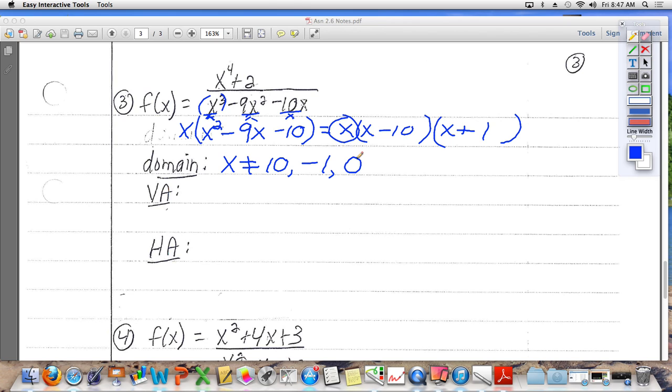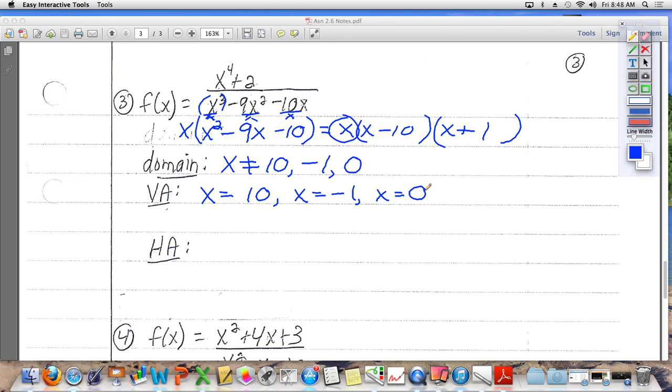VAs. Remember, nothing cancels out with the top and the bottom. So we have vertical asymptotes. We have VAs at 10. We have another one at -1. And then we have another one at 0. So in other words, our vertical asymptotes are exactly the same as what our domain could not be.